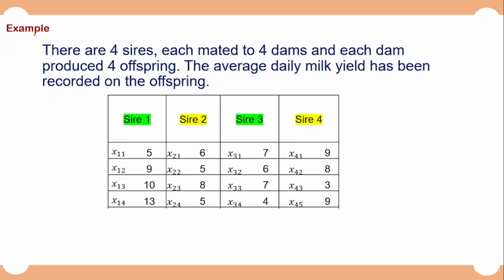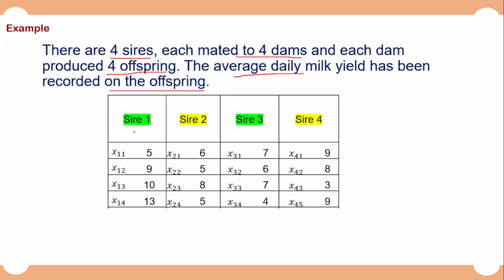So now we will calculate narrow sense heritability using intraclass correlation between half Sibs. So here is the data set. In this data set there are four sires each mated to four dams. So we have four sires and each of the sire is mated to four dams and each dam produced four offspring. The average daily milk yield has been recorded on the offspring.